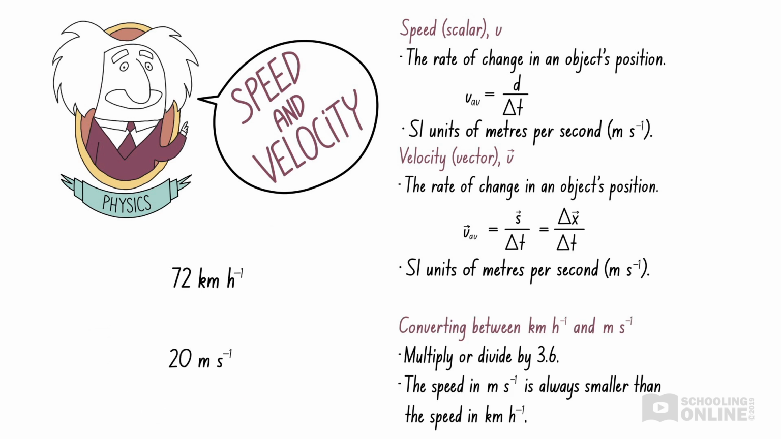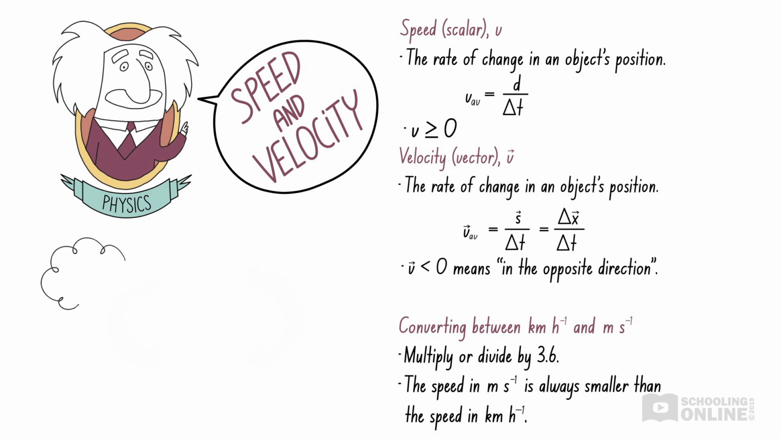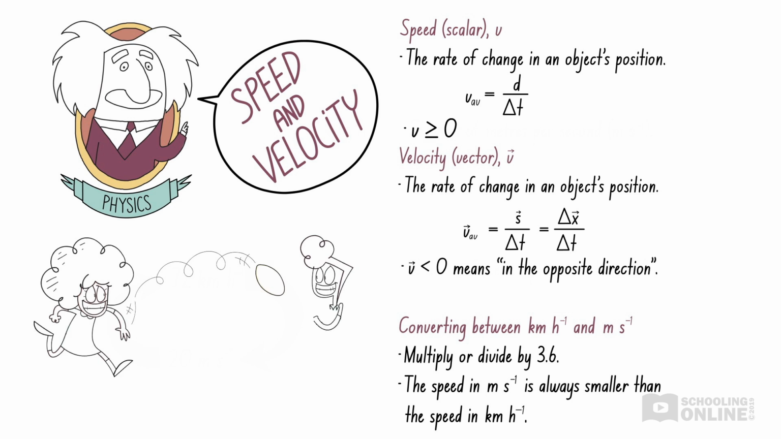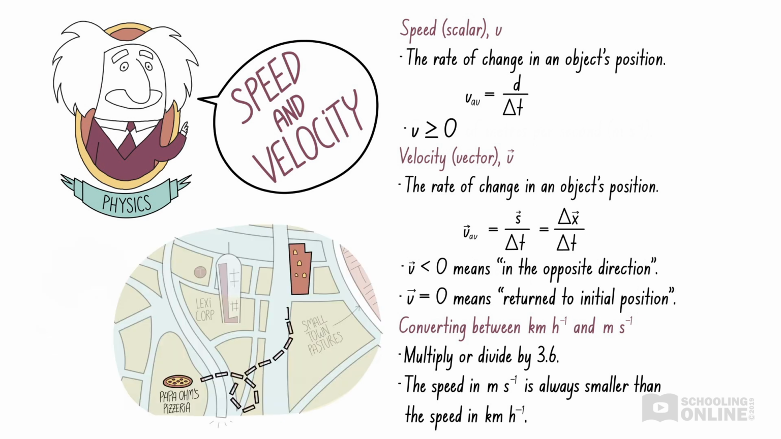To convert a speed or velocity from kilometres per hour to metres per second, divide by the number 3.6. To convert back, multiply by 3.6. If you're not sure whether to multiply or divide, remember that the value in metres per second is always smaller. An object's speed cannot be negative. On the other hand, velocity can be negative. The minus sign means in the opposite direction. If an object returns to its initial position, its average velocity is 0.